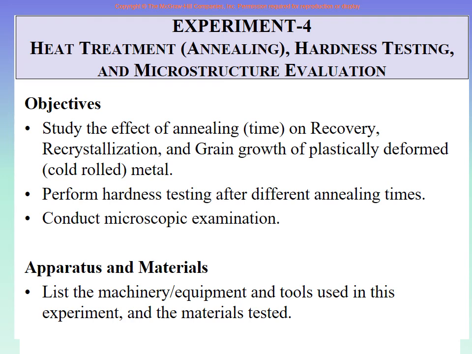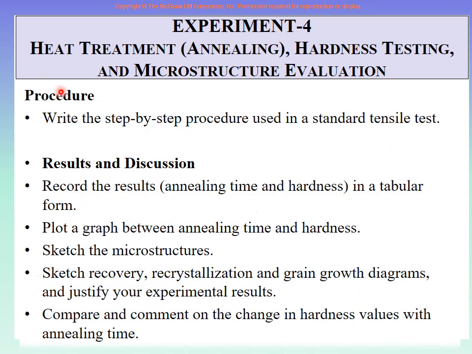Apparatus and materials, the same comment: go to the video and see what materials are used, what machines are used, the machines for heat treatment, the machines for hardness, the machines for microstructure, and what the tools are. In the procedure also, write a procedure for heat treatment. For hardness, you just write one sentence: please see the procedure in the previous experiment. But write one procedure for heat treatment step by step, and one procedure for microstructure evaluation step by step.